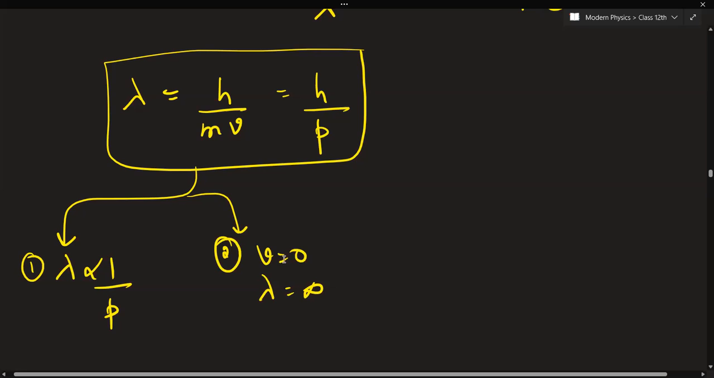But as soon as there is velocity, it means the particle is in motion, and then only the de Broglie wavelength exists. This is the conclusion. Because when velocity is 0, the de Broglie wavelength was infinite, which had no significant meaning. But as soon as the velocity is above 0, the particle is not at rest, so a certain amount of de Broglie wavelength will also exist. So these were the 2 conclusions that were drawn.